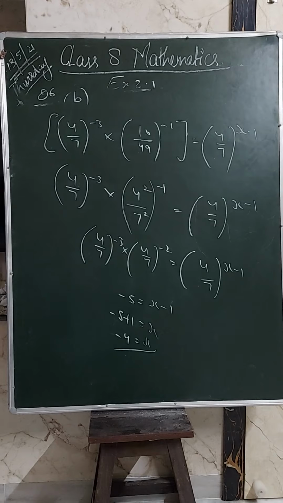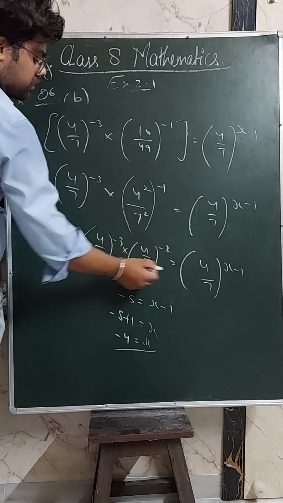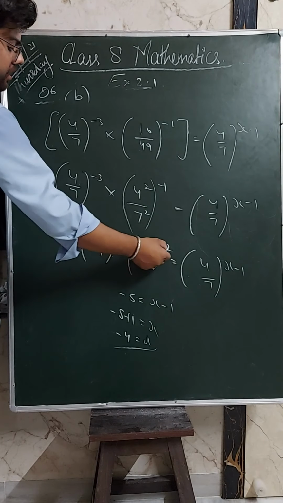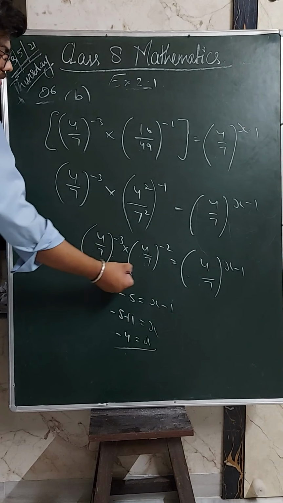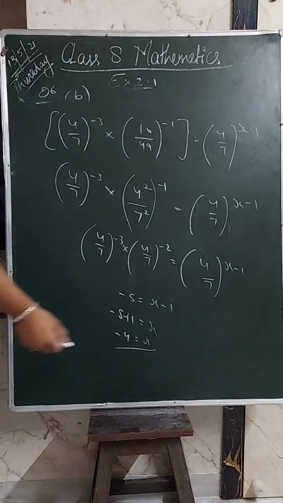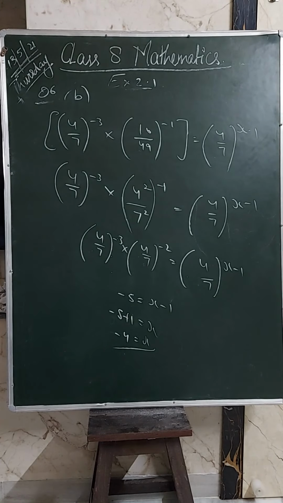Here I do the direct step because here we use the power 1. If the powers are the same, we will add, and finally if the bases are the same, the power will be equal. That will be done in the A part also.